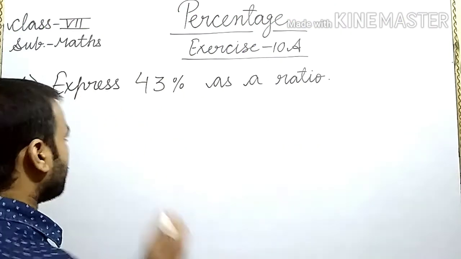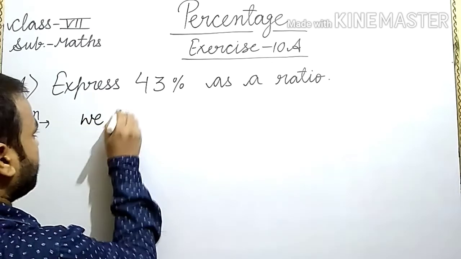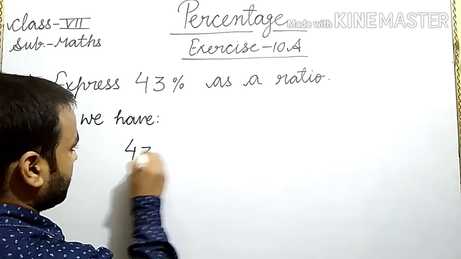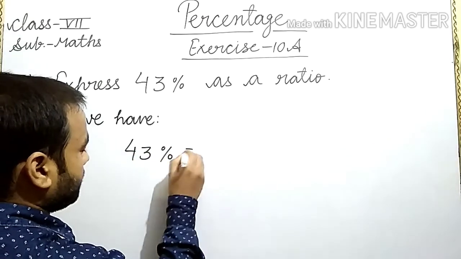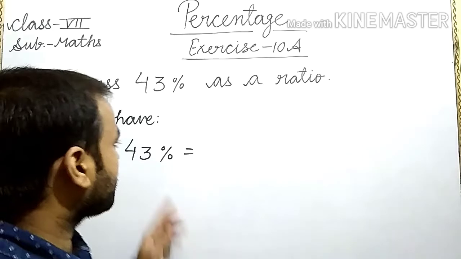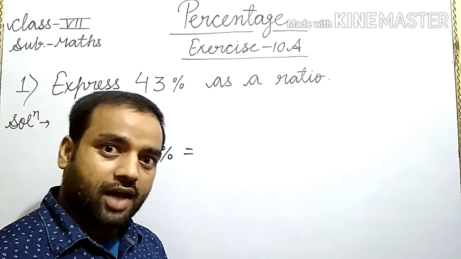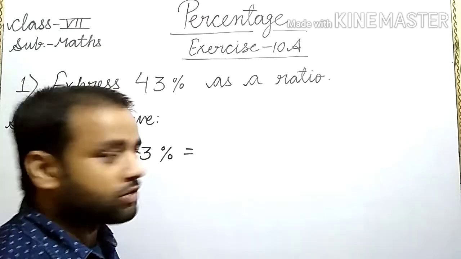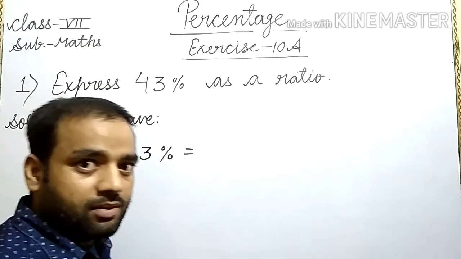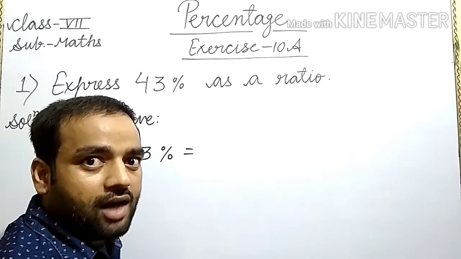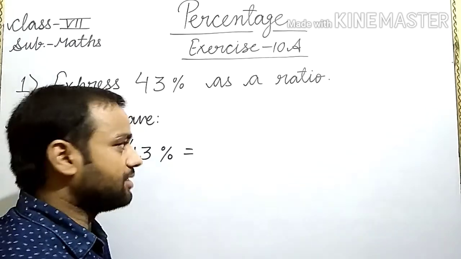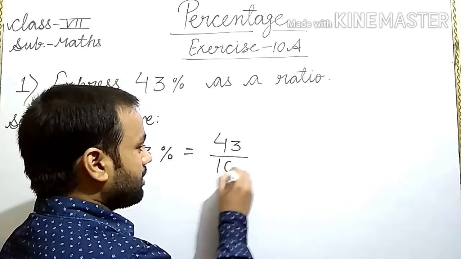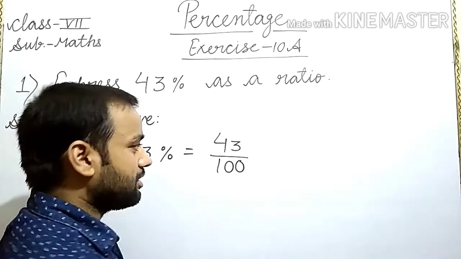First of all, rewrite. We have 43%. First of all, convert the percentage into a fraction. When we convert a percentage into a fraction, we divide by 100 and remove the symbol of percentage. Means 43 upon 100. Remove percentage here.